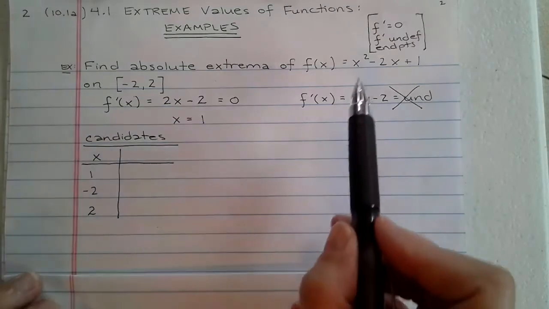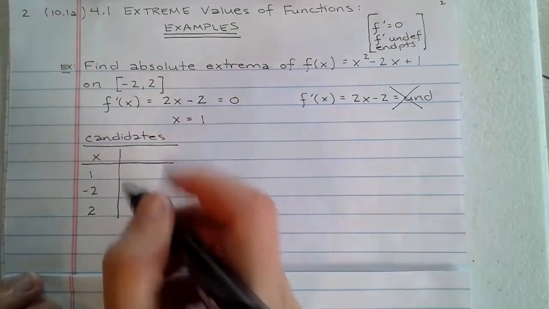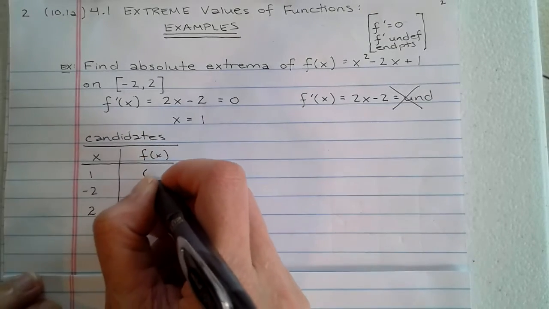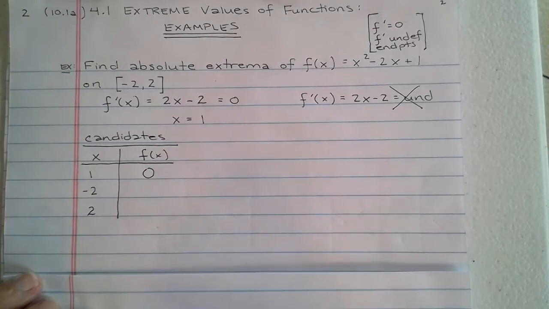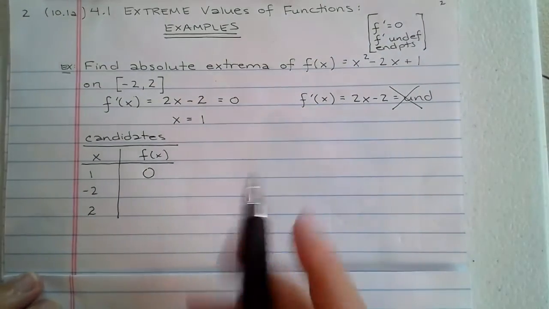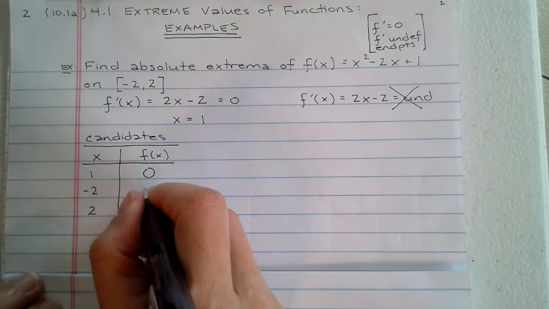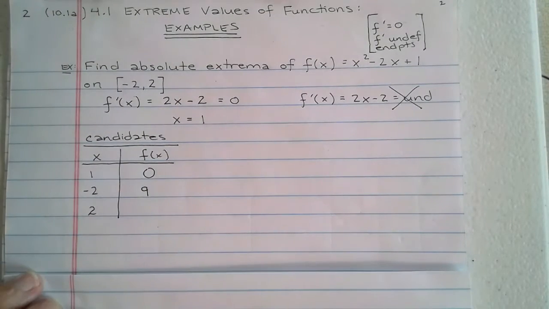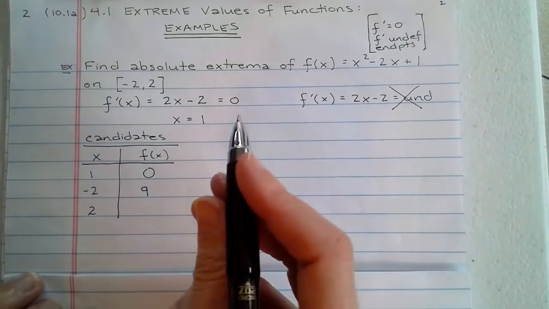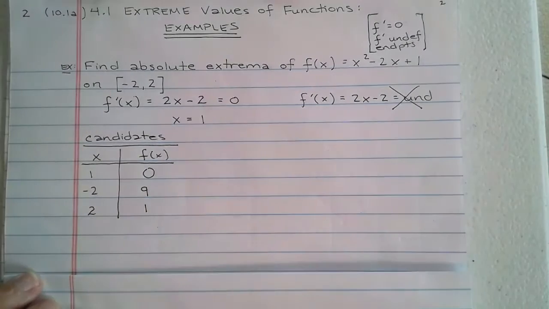So when I plug in a 1, I'm getting that the f of x value is 0. When I plug in a negative 2, I'm getting that the value is 9. Okay. And then when I plug in a positive 2, I'm getting that the value on this graph is 1. And those are the only places you might have the highest or lowest point.